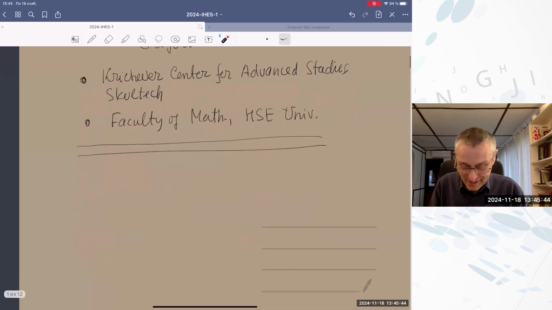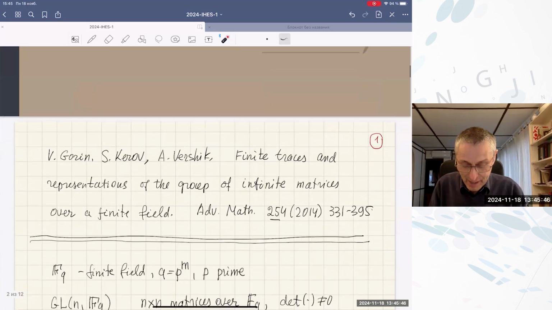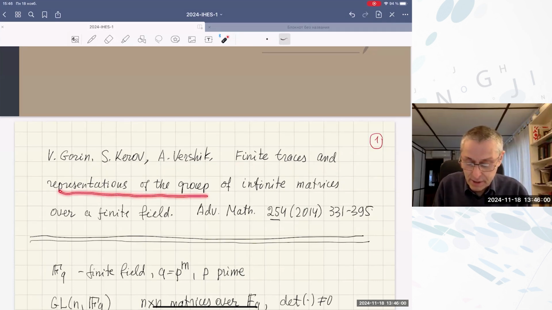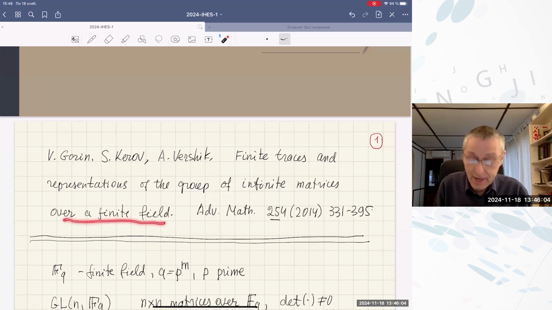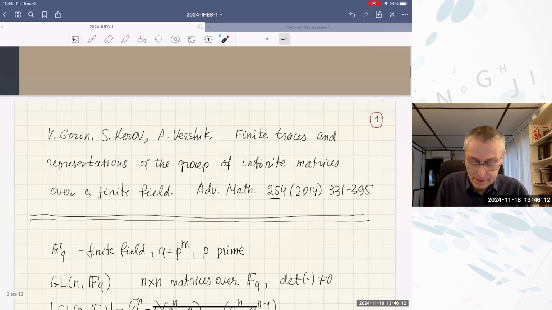So my talk is closely related to this paper by Vadim Gorin, Sergei Kerov, and Anatoly Vershik, "Finite traces and representations of a group of infinite matrices over a finite field." So this is the group GLB. I will explain what this means.